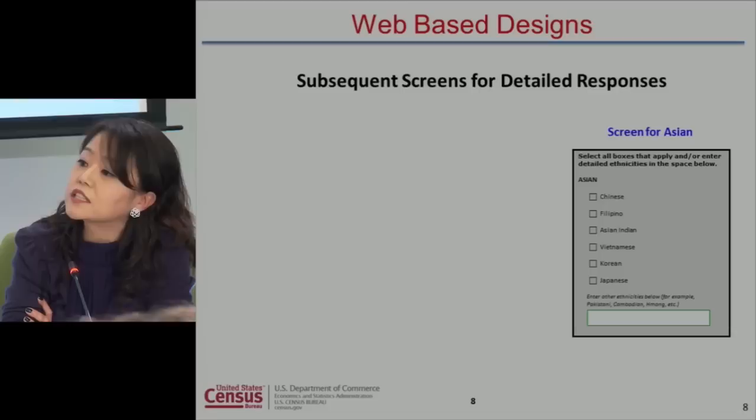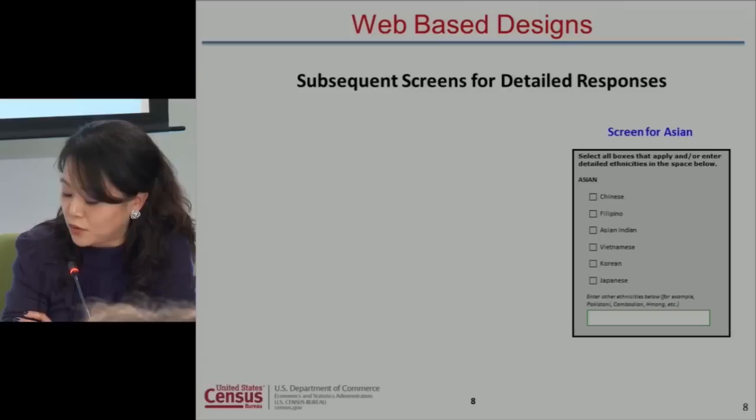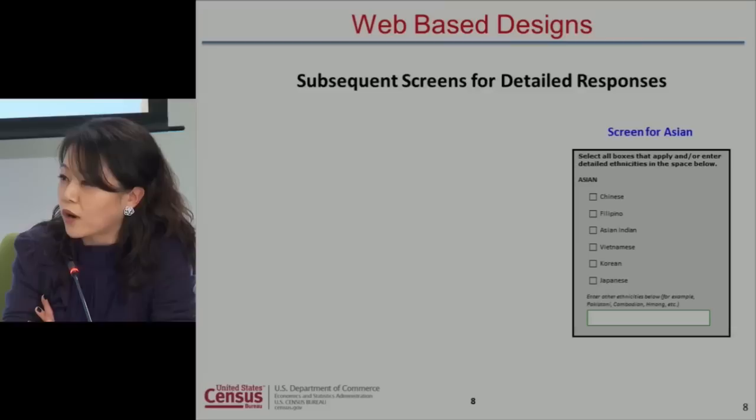As you can see here, these web-based designs give us a lot more flexibility than the paper questionnaire, and we really believe that these new approaches will help us collect the data for the broader OMB categories as well as help us collect more detailed responses across all groups.